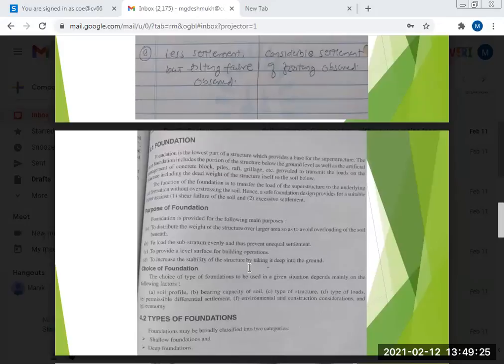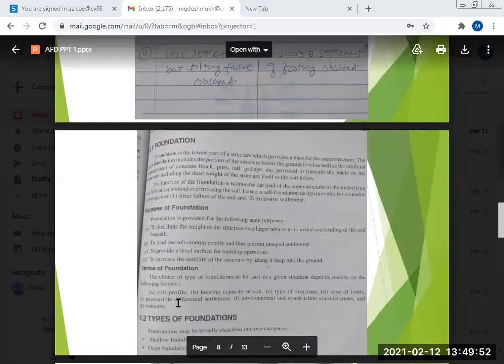But even after the ground improvement technique, if it is not possible, if shallow foundation is not at all enough, then only you go for deep foundations. There are different types of deep foundations, but for your syllabus, the pile foundation is covered in detail. We'll go for it whenever we take that one. Okay, so now the choice of the foundation depends on the soil profile.